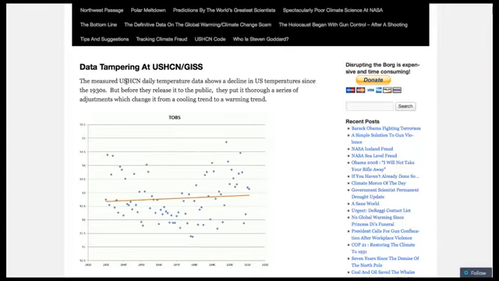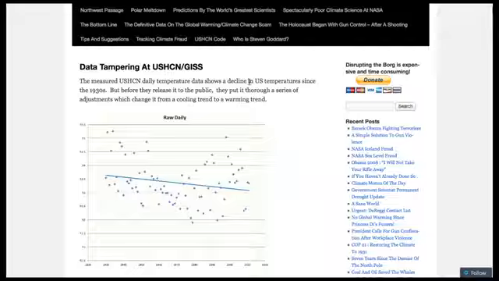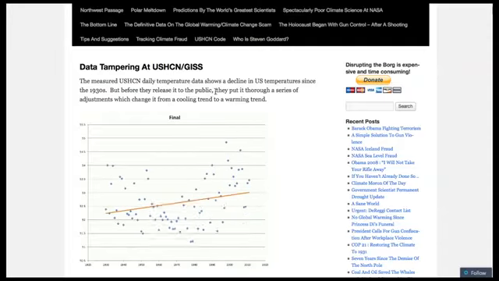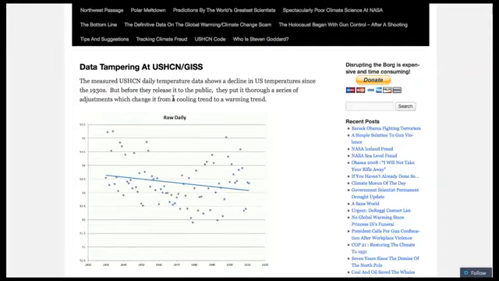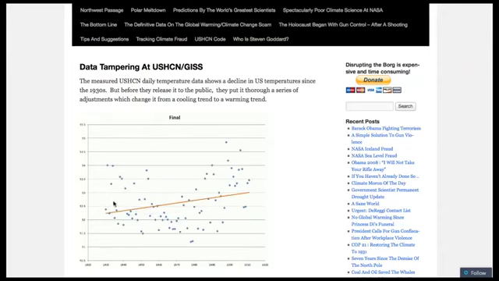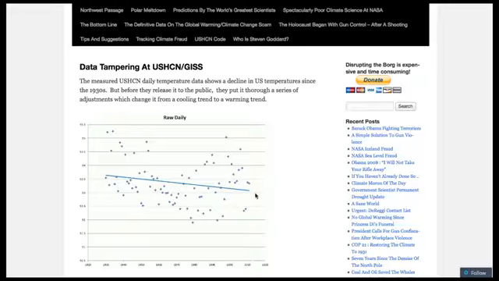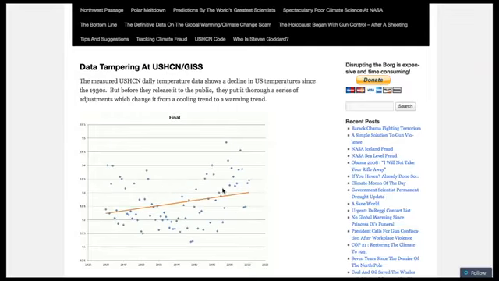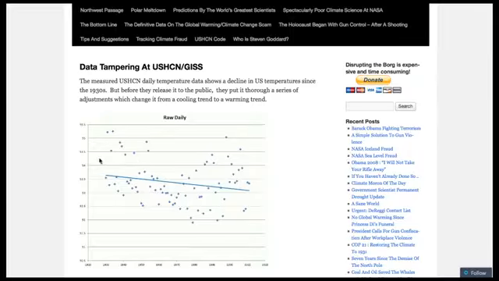And it shows how the measured USHCN daily temperature data shows a decline in US temperatures since the 1930s. But before they release it to the public, they put it through a series of adjustments which change it from a cooling trend to a warming trend. So before, there's a downward trend. And then they take that data and they do their magic, and look, it's warming. It's warming, I tell you.